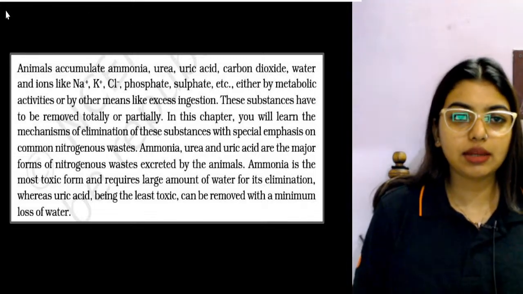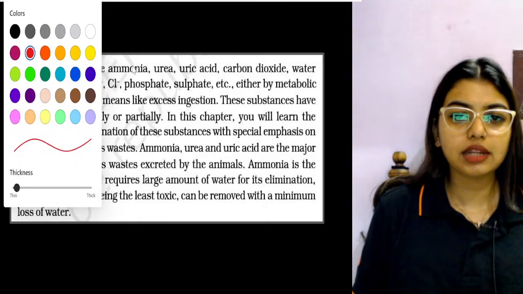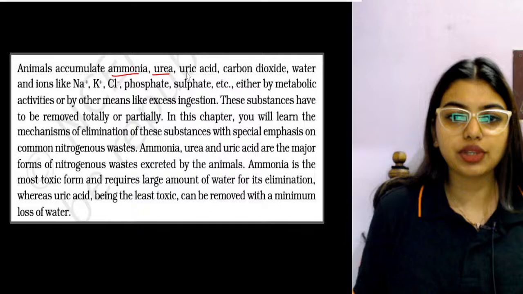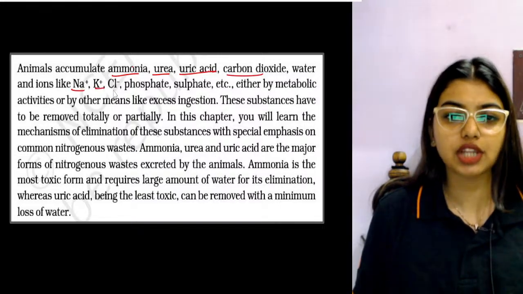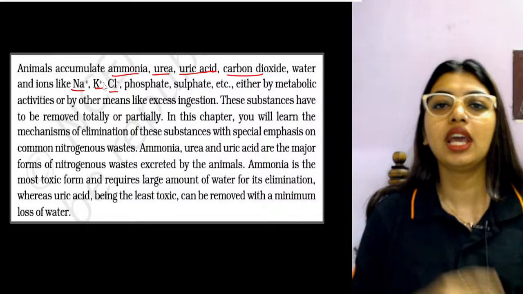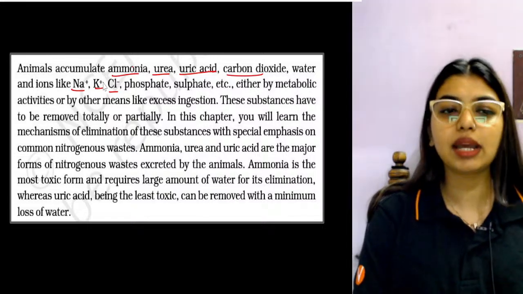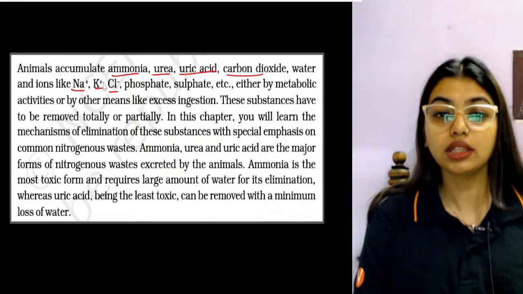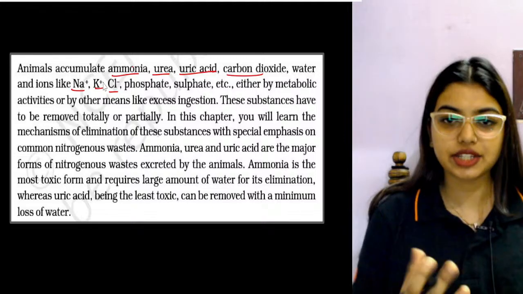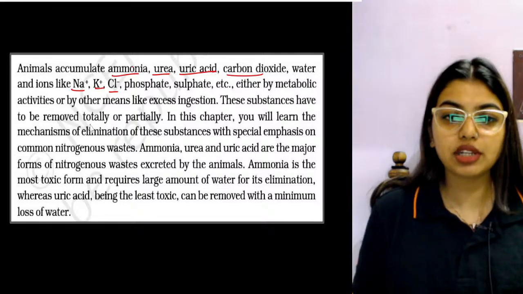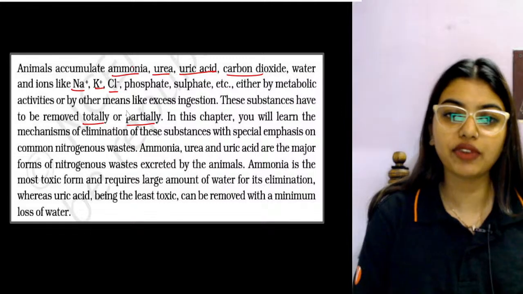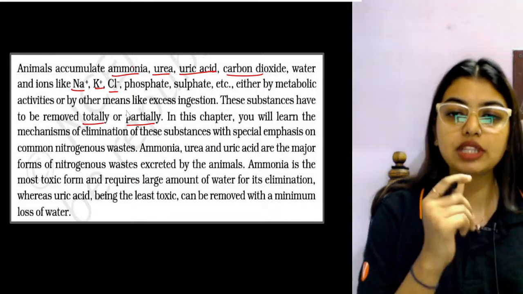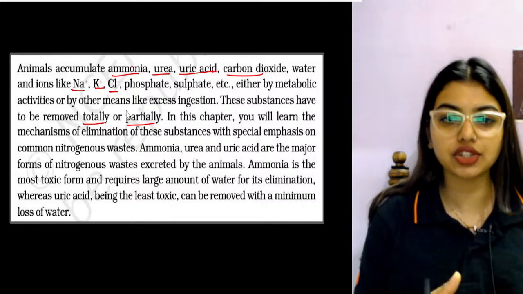Animals accumulate ammonia, urea, uric acid, carbon dioxide, water, and ions like sodium, potassium, chlorine, phosphate, sulfate, etc., either by metabolic activity or by other means like excess ingestion. These substances have to be removed totally or partially. In this chapter, you will learn the mechanism of elimination of these substances with special emphasis on common nitrogenous waste.